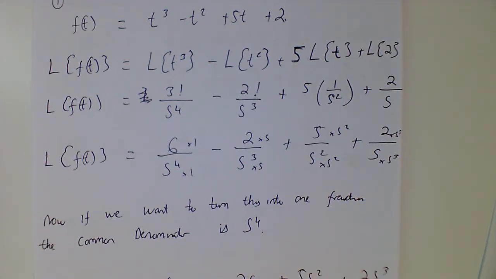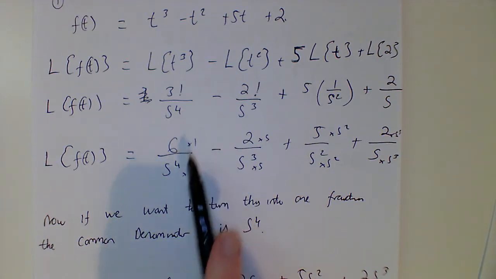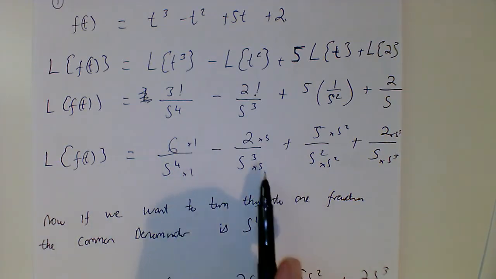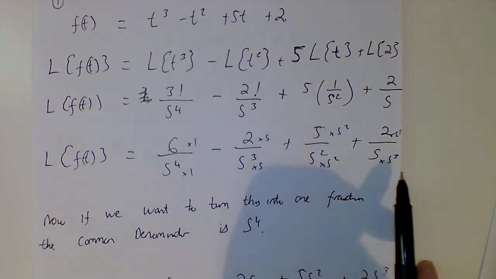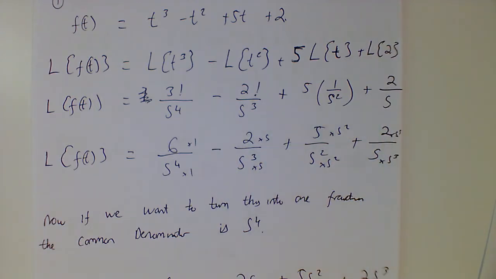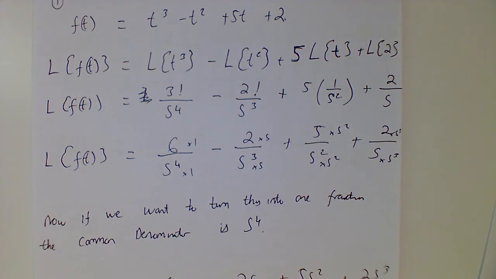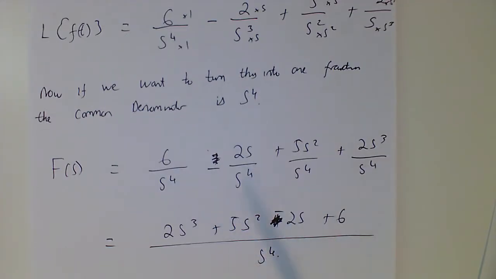So what I've done is created a common denominator, which is s to the power of 4. I've multiplied the bottom and top by 1 there, because it's already s to the power of 4. And I need to make it s to the power of 4, so I need to multiply top and bottom by s. Same here, multiply top and bottom by s squared. And here multiply top and bottom by s cubed. That's a wee cube there, couldn't quite fit it in the paper. Right, so that means I'm left with this thing here.